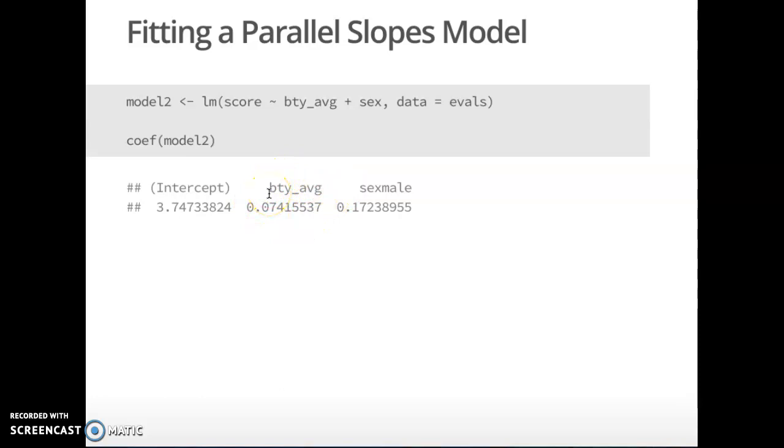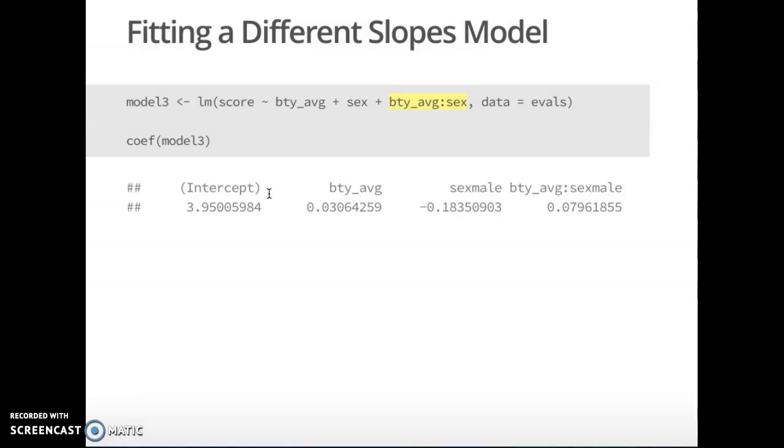If we then transition from this parallel slopes model to a different slopes model, we add a third piece to our model, which is an interaction term between the average beauty and the sex of the professor. We're still allowing the intercept to differ by adding on the sex variable, but now we're adding on a piece that allows our slopes to be different. This is saying there is an interaction between the slope and the sex of the professor, so we're allowing those slopes to change.